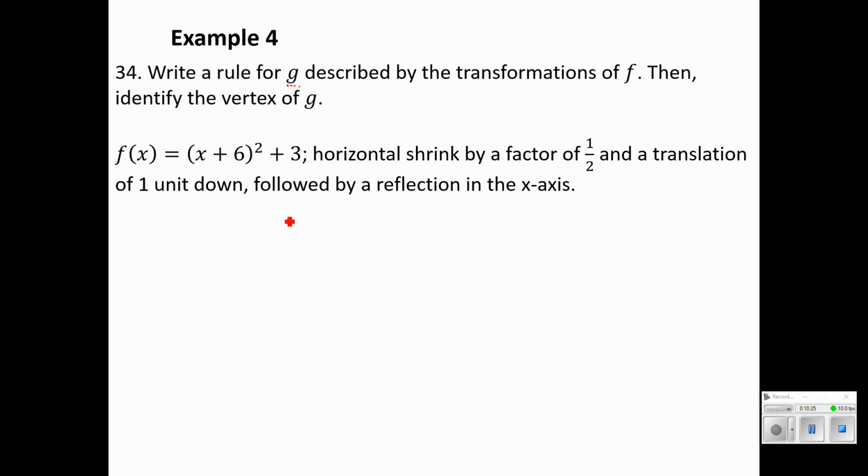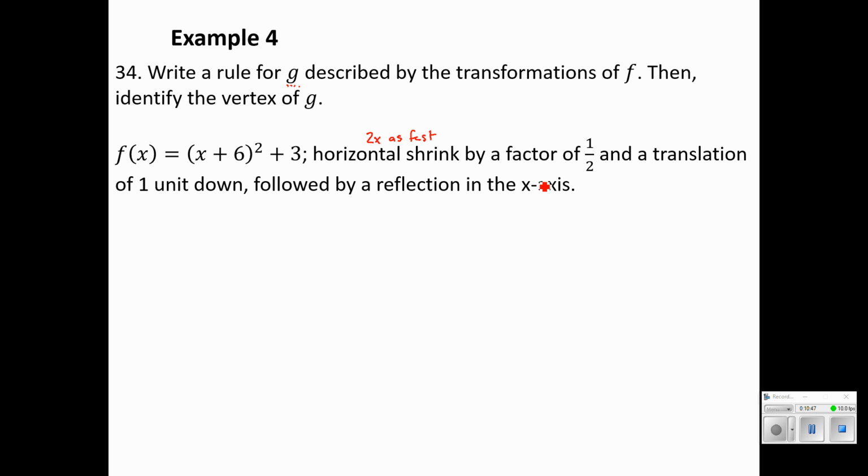Okay, the first thing that happens is it is shrunk horizontally. That means if it's a horizontal shrink, it must be going twice as fast, if it's only covering half the ground left to right that it used to. And a translation of 1 unit down.